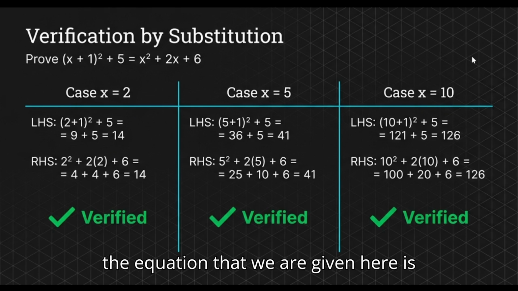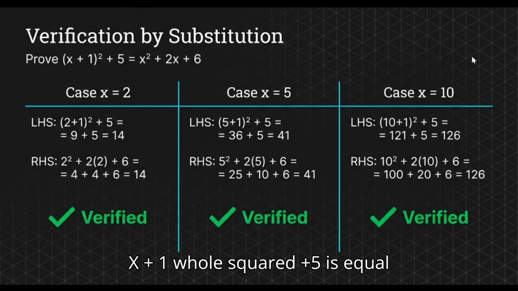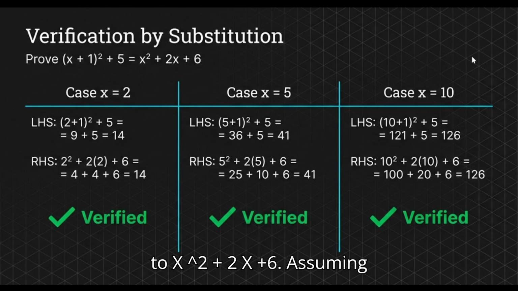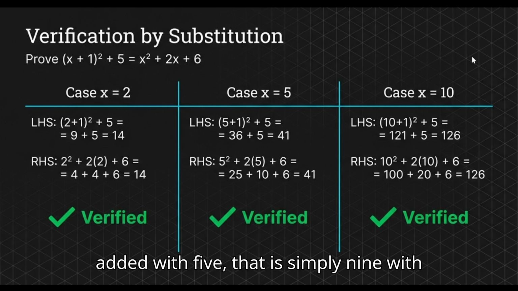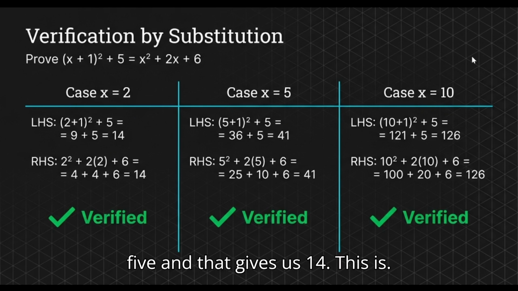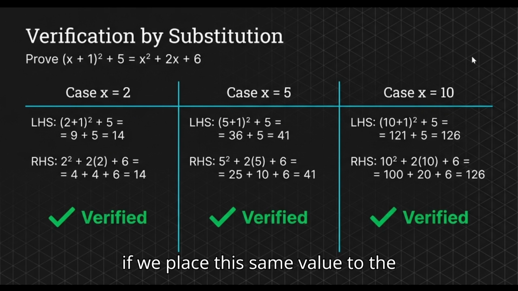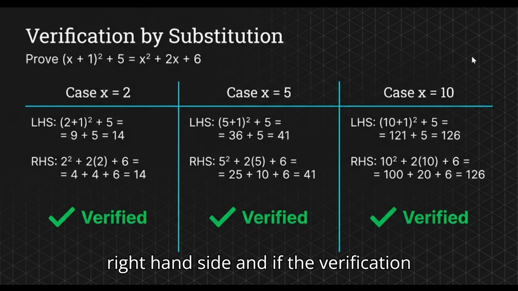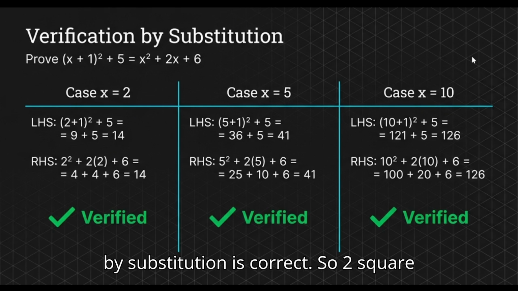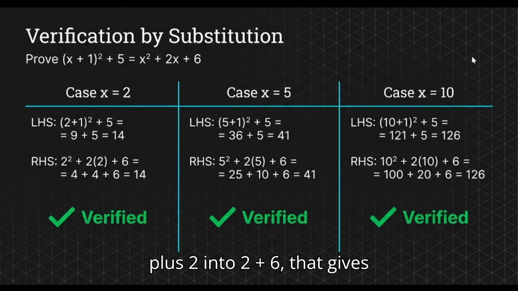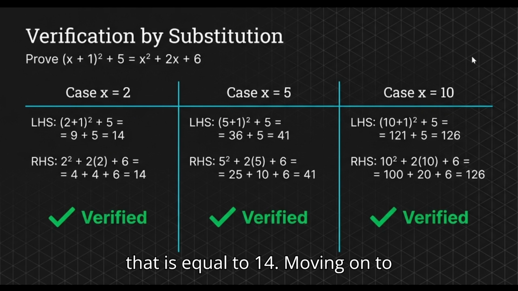Now, basically, the equation that we are given here is x plus 1 whole square plus 5 is equal to x square plus 2x plus 6. Assuming that we put the value of x as 2, we get 2 plus 1 whole square added with 5. That is simply 9 plus 5, and that gives us 14. This is our left hand side. Now we will check if we place this same value in the right hand side, and if the verification by substitution is correct. So 2 square plus 2 into 2 plus 6 gives us 4 added with 4 plus 6, and that is equal to 14.